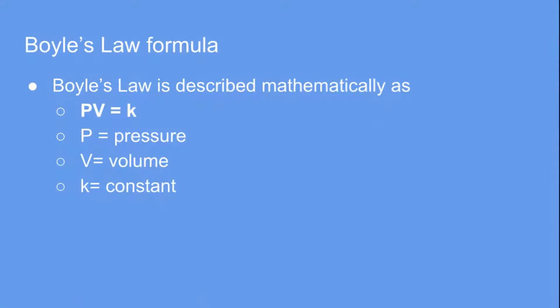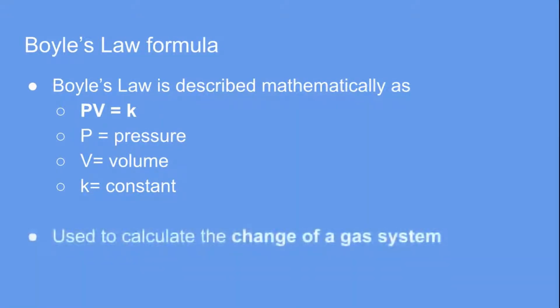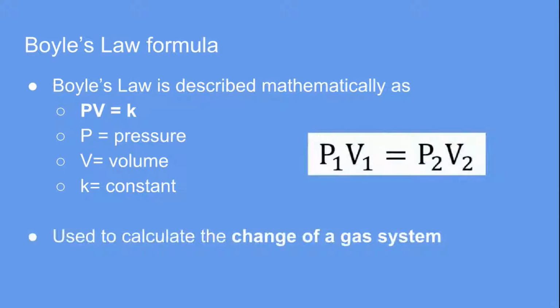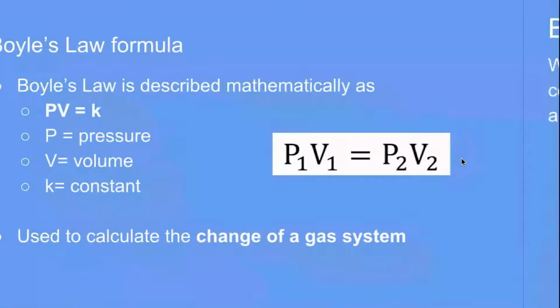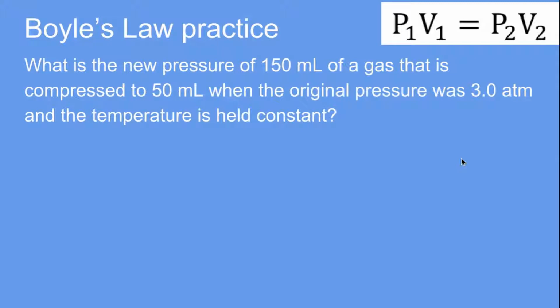But we can actually pair this with two systems of gases. That means that we can have a before and an after for a gas that we can make some change in. So what that formula looks like when we make a change is that P1 and V1, our original pressure and volume multiplied together, are equal to the same amount of our second pressure and volume.